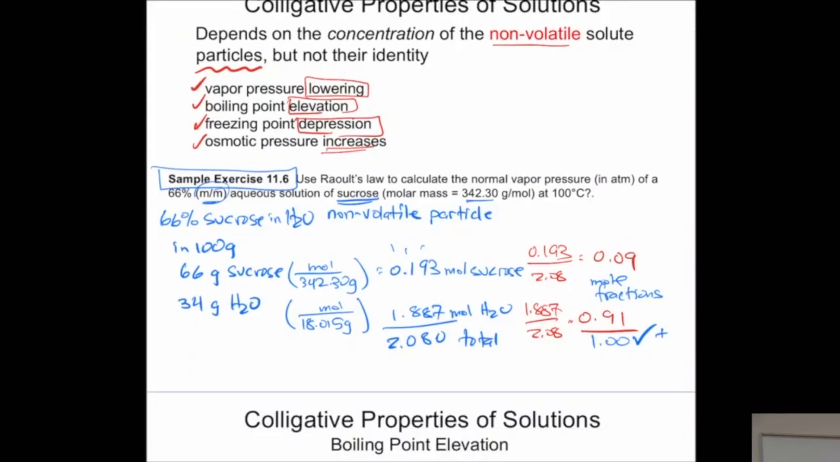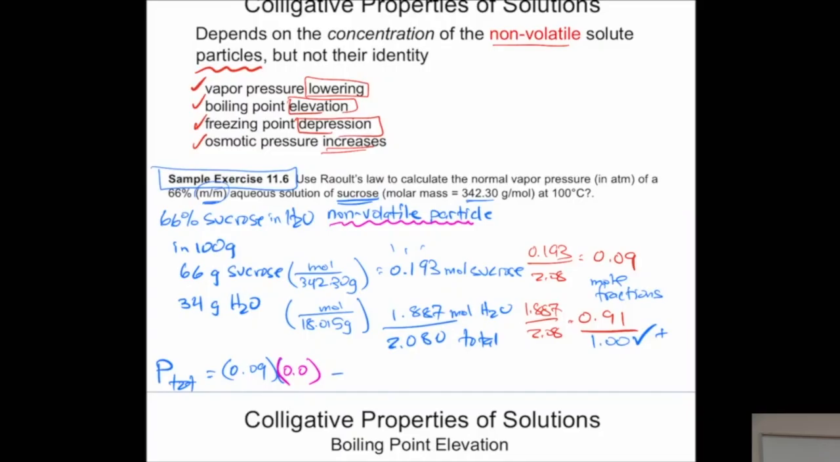All right, so let's apply this now to Raoult's law. Let's calculate the total vapor pressure coming from this. It's the mole fraction of the sucrose, 0.09, multiplied by the vapor pressure of the sucrose. What's the vapor pressure of sucrose? Sucrose is non-volatile. So what's the vapor pressure of a non-volatile substance? It's 0. There is no vapor pressure, but it's there. It's in the solution. So we're applying it correctly to Raoult's law.